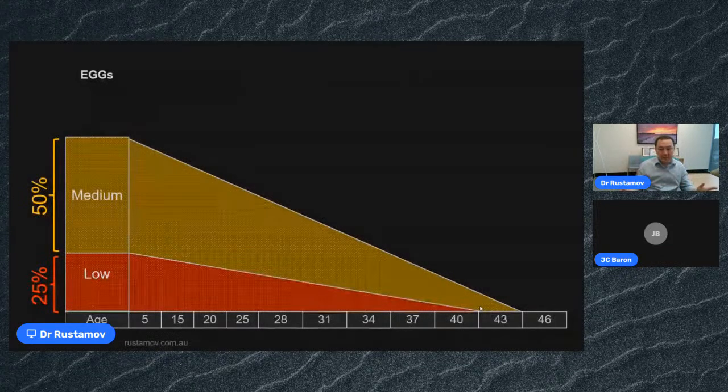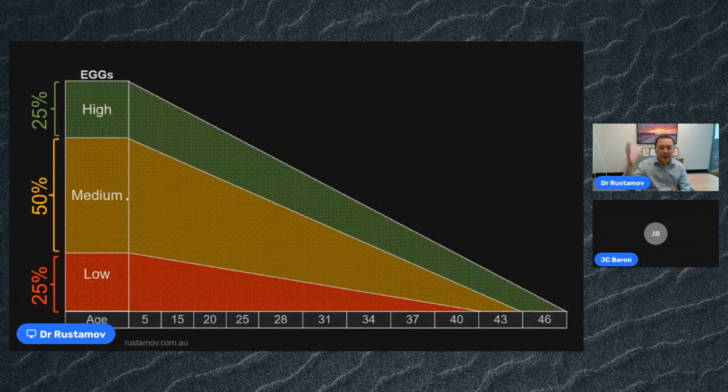Some women are born with a normal ovarian reserve, and they have a normal duration of fertility, and some women are born with a very high number of eggs in their ovaries, and they stay fertile much longer, and they have late menopause.